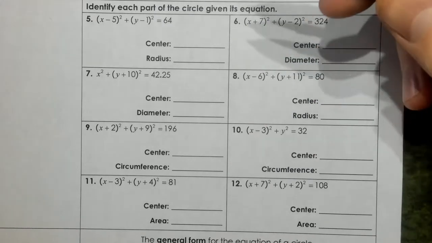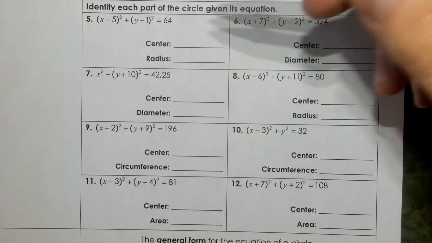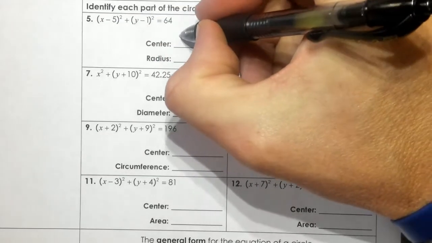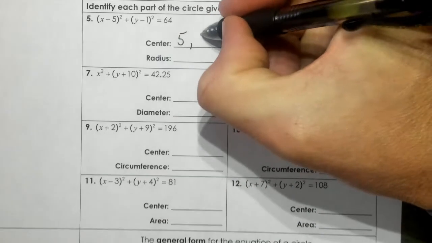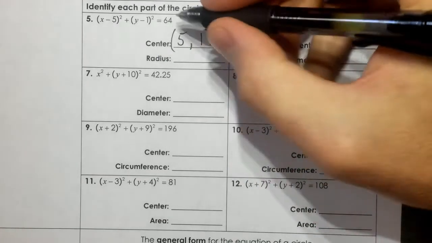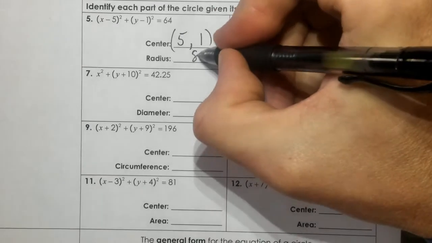So for number 5, the center of the circle would be the opposite of this, so it would be 5, and the opposite of -1 is 1, so (5, 1) is the center. The radius is just the square root of 64, which is 8.